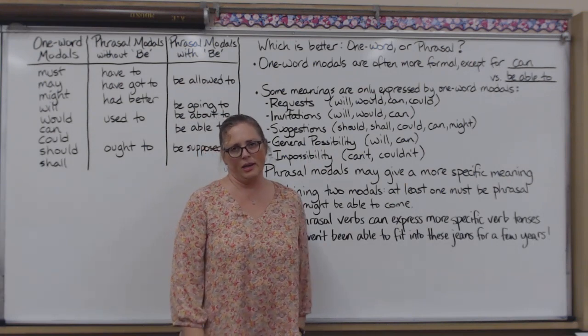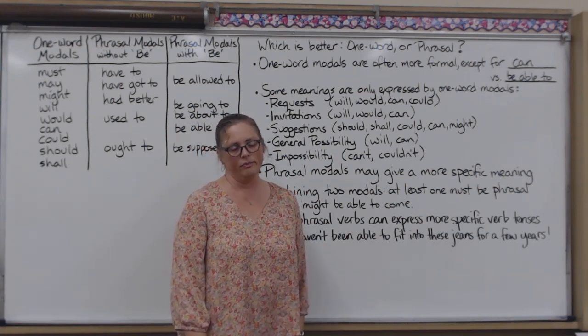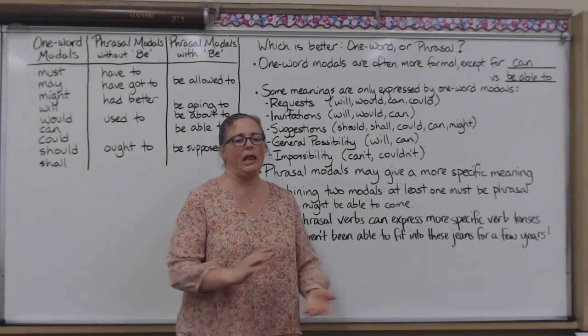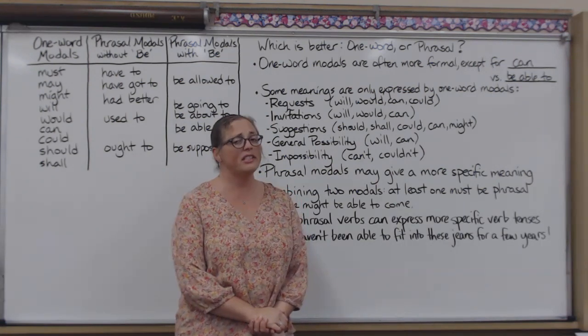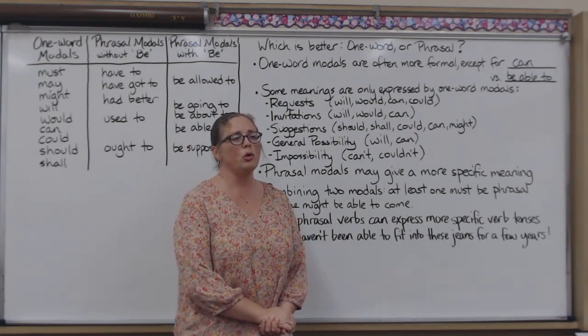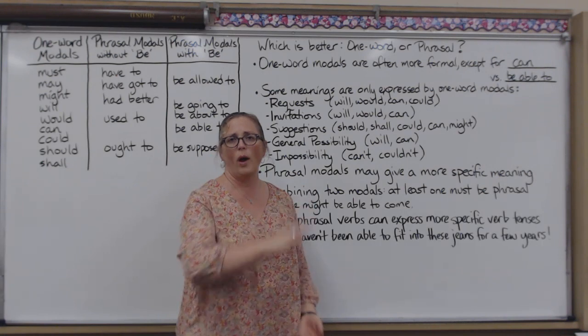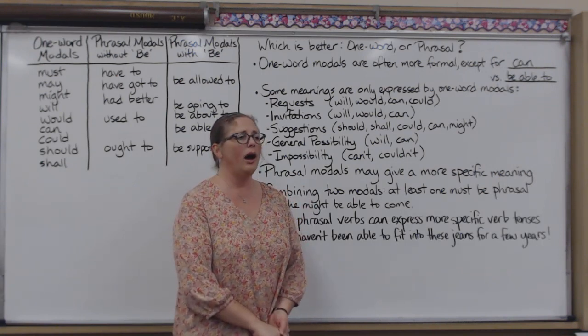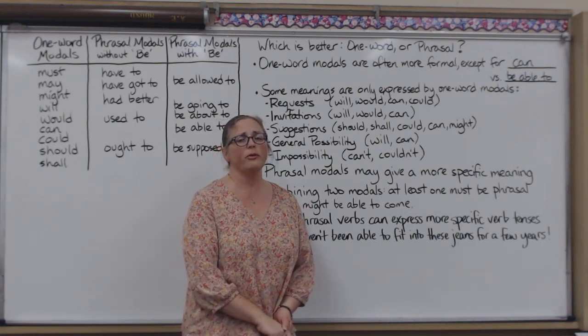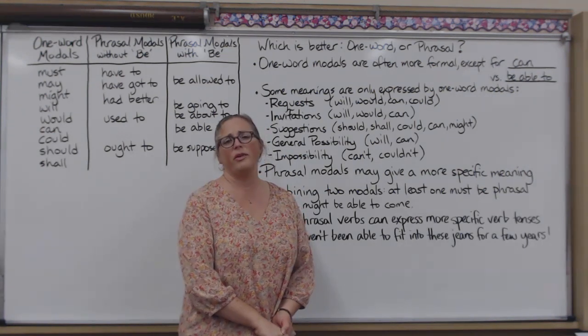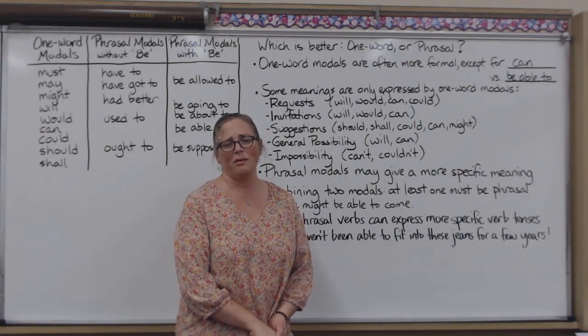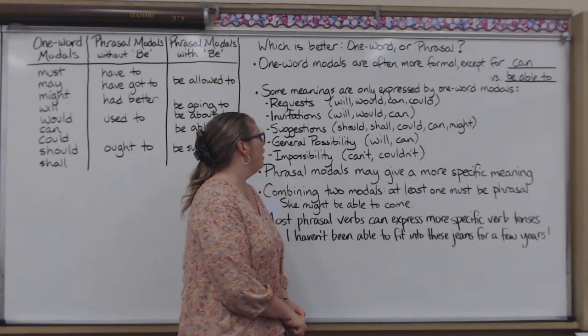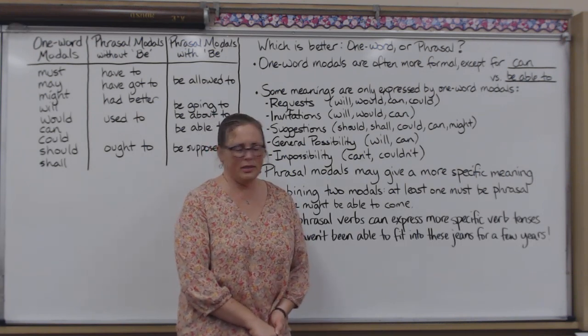General possibility, will and can. Saying something like, it can be very difficult to play a game on wet grass. If it rains, it will be very difficult to play a game on the grass. General possibility.